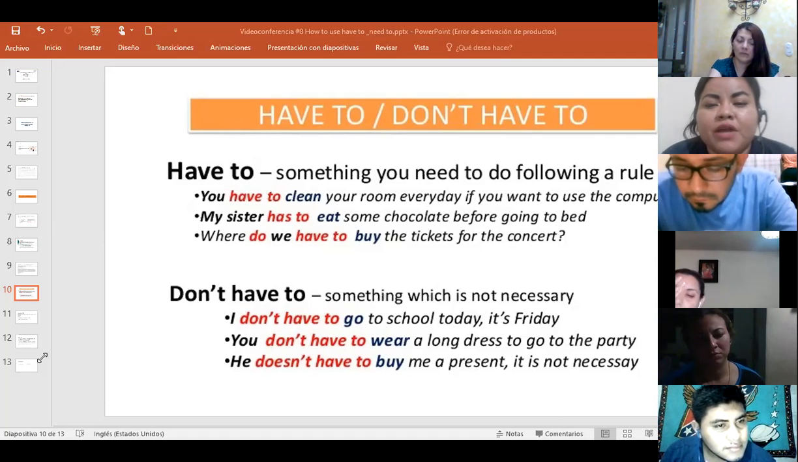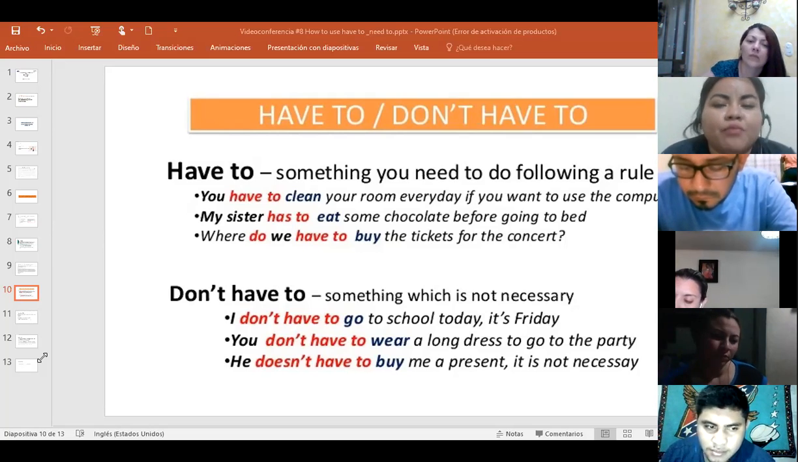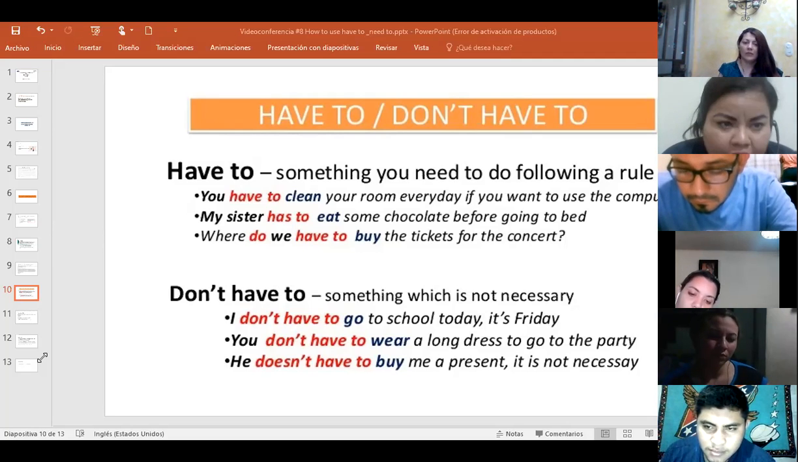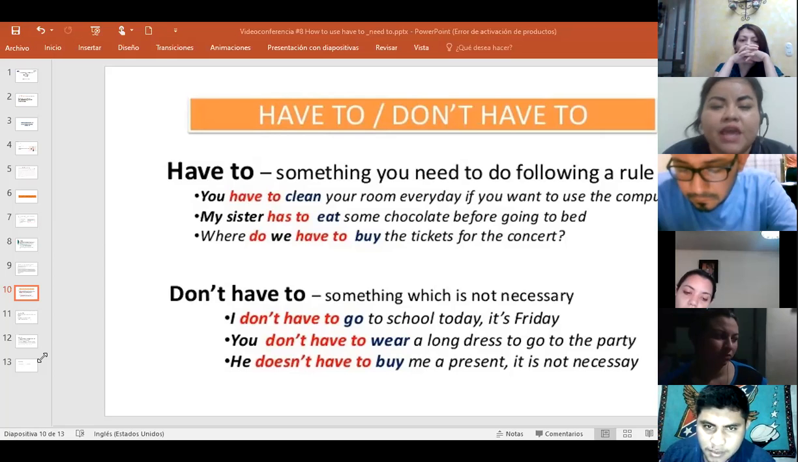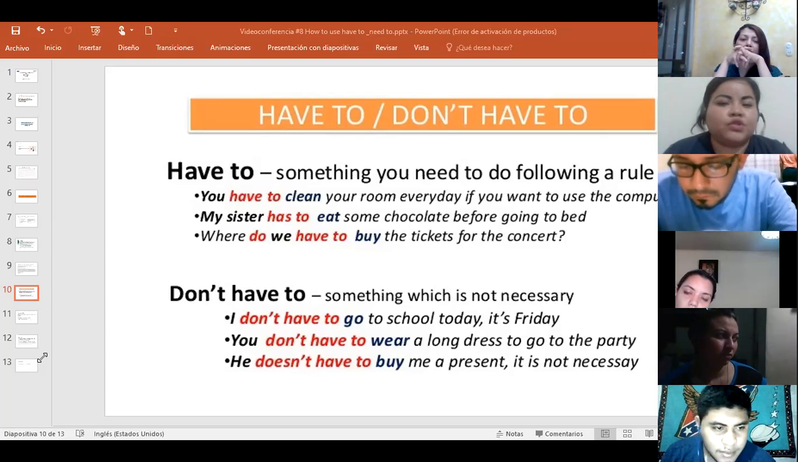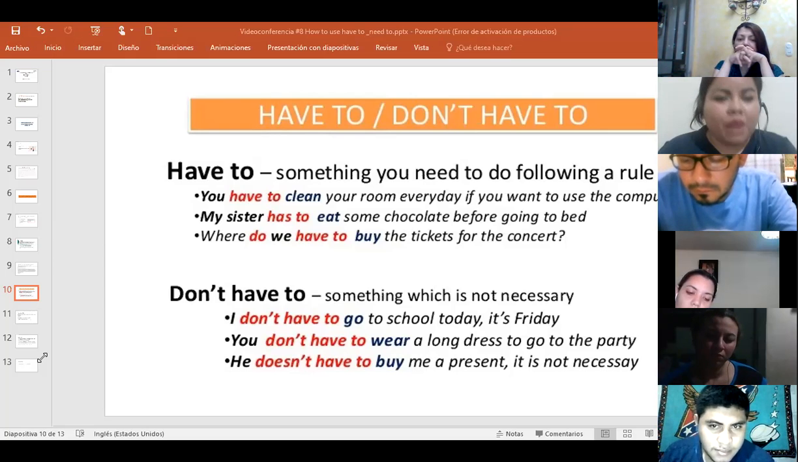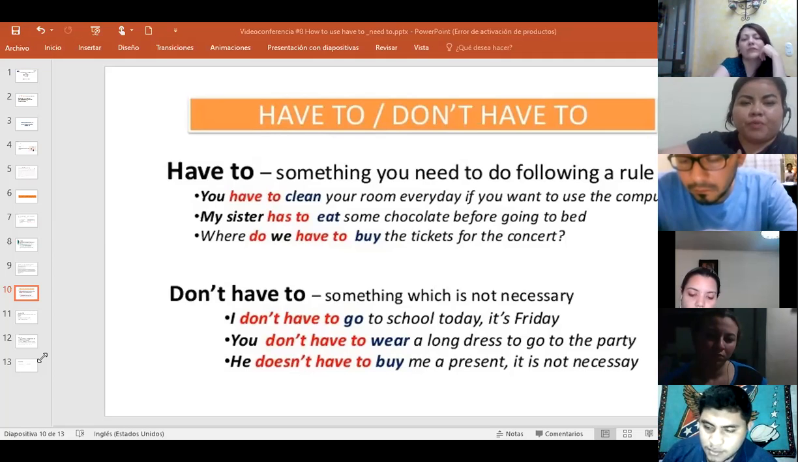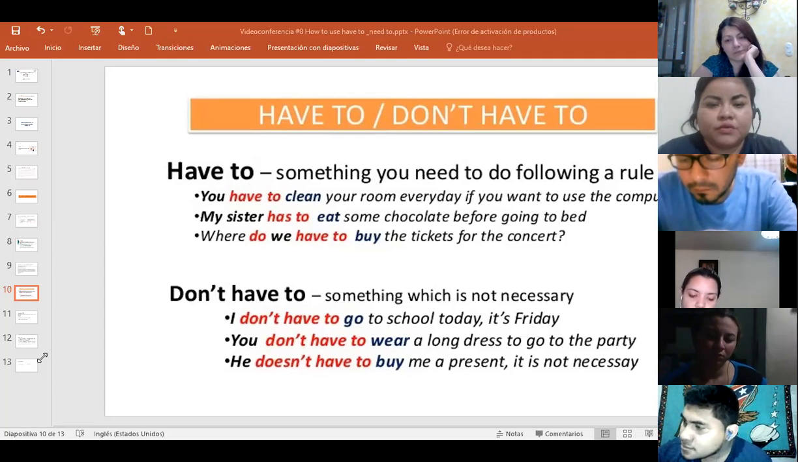What is a rule? Pensemos en reglas, chicos. Pensemos en reglas que debemos cumplir. Okay, por ejemplo, les decía al inicio, today we have the coronavirus, right? Okay, since we have the coronavirus, every day if you go out to the supermarket, you go out to the bank, you have to wear a mask, right? You have to wear a mask. You have to keep distance from other people, right? Those are rules.